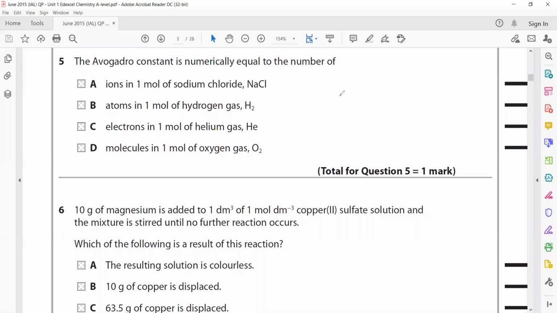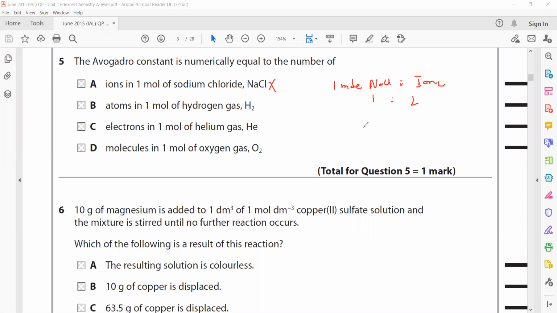Avogadro's constant is numerically equal to the number of ions in 1 mole of sodium chloride. In 1 mole of sodium chloride, the ratio of 1 molecule of sodium chloride, how many ions are there? The mole ratio of the ions is 1:2. So 1 mole of sodium chloride will have twice the Avogadro's number. So that is wrong.